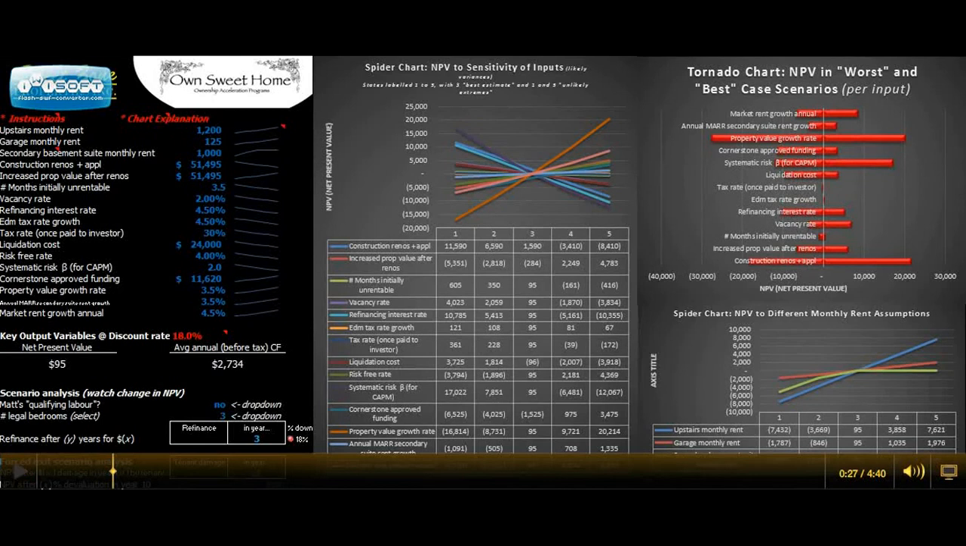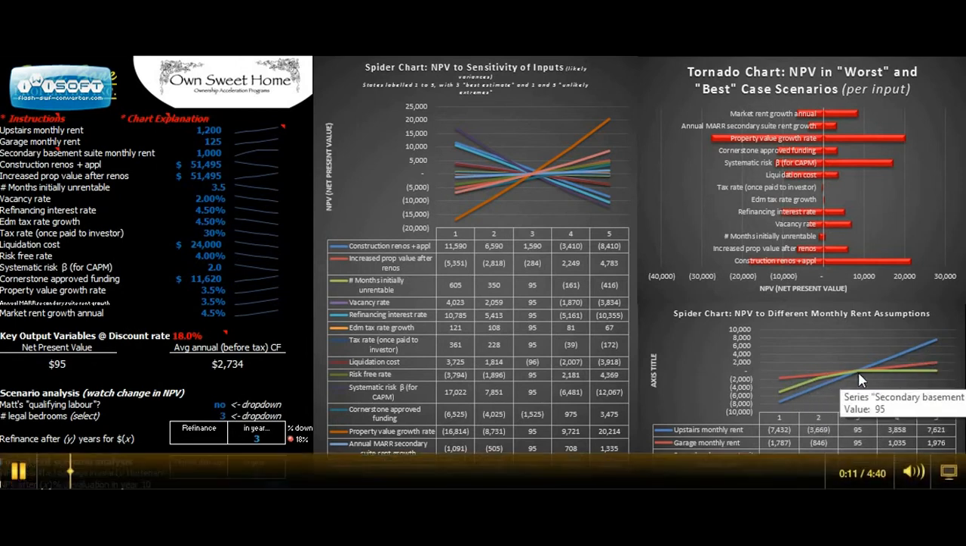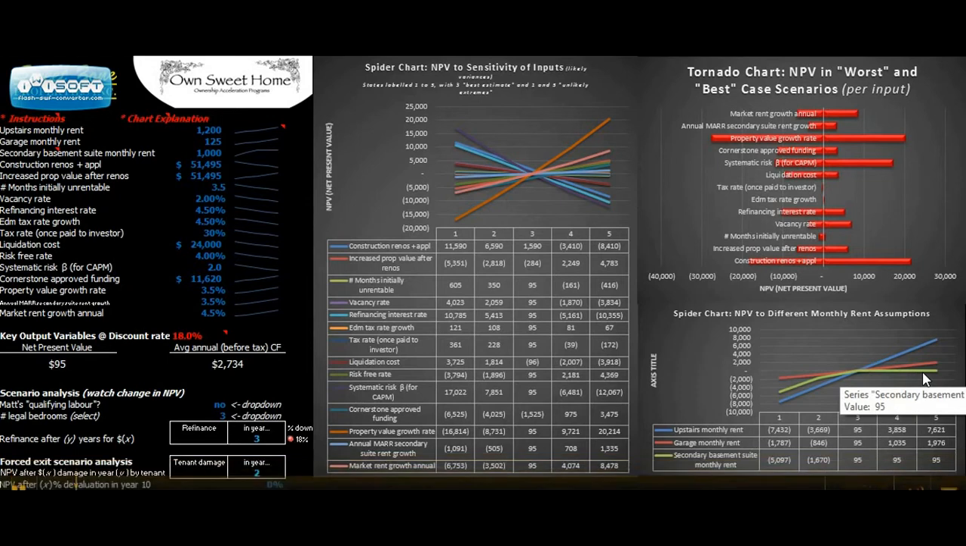So moving on to part 2 of this video, I'd like to point your attention here to the secondary basement suite monthly rent. Obviously, the more rent you have, the higher your NPV is going to be. But I've got this little hook here and then it plateaus. That's for the secondary basement suite.